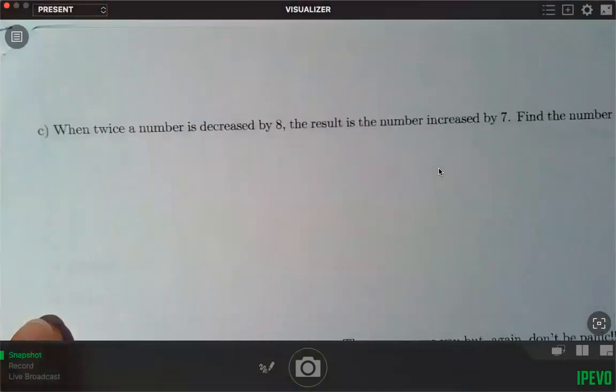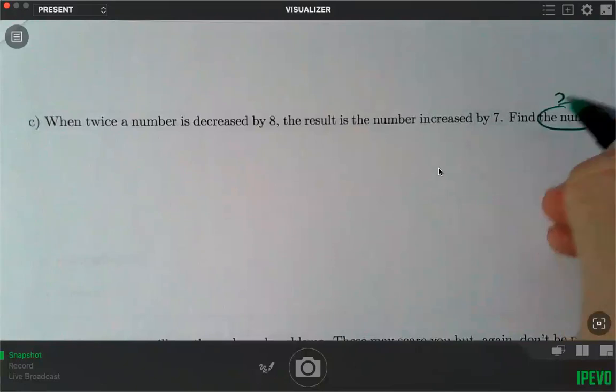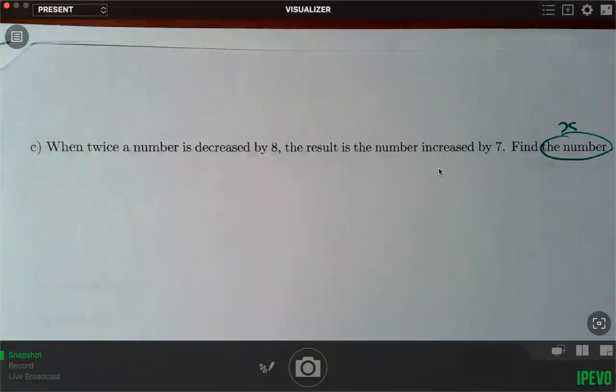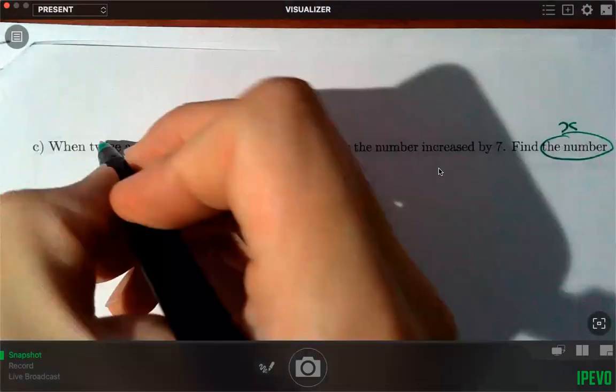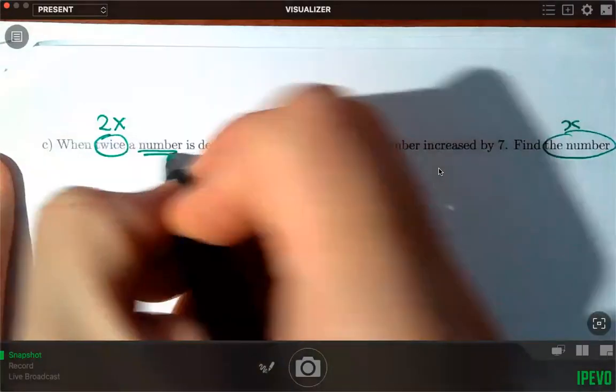So now, part C. When twice a number is decreased by 8, the result is the number increased by 7. Find the number. Okay. So here, let's see. Obviously, the number has to be x. Okay, that stays the same. Now, what do you notice here? What are some keywords? Twice, yes. What does twice mean? 2 times, yes. Okay, and number means x, right?